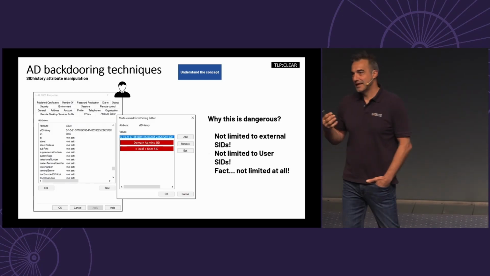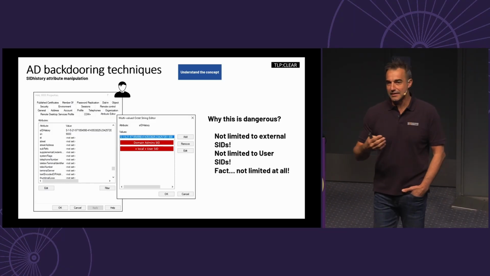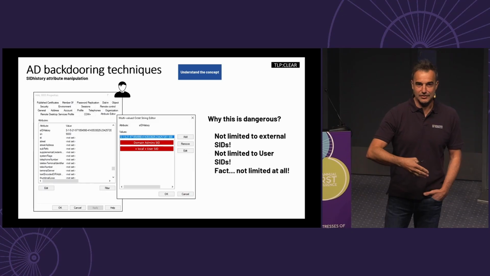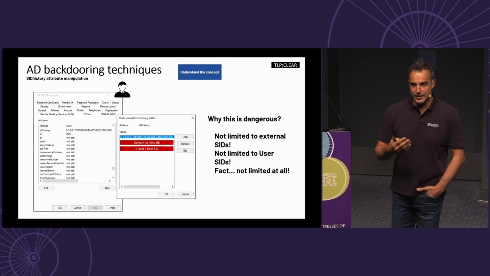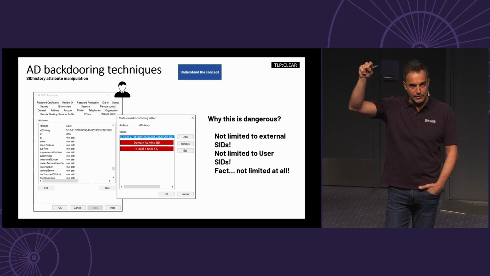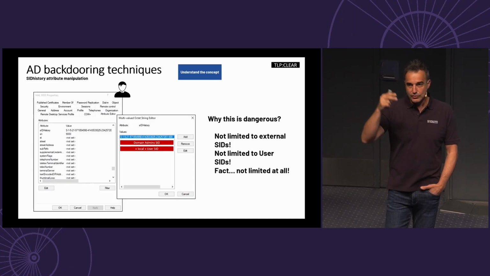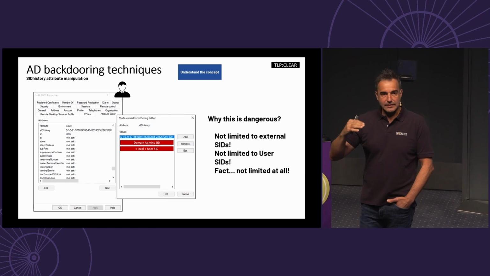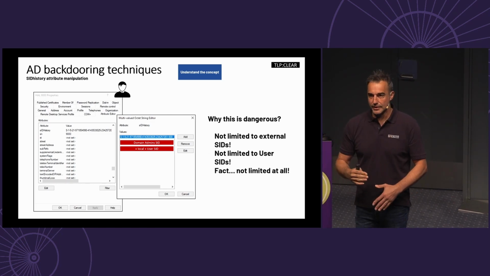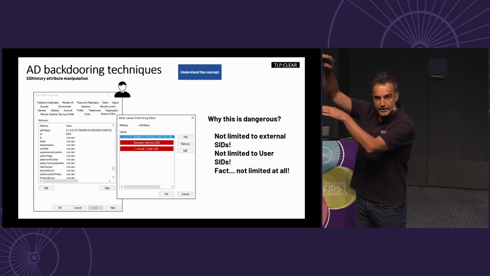The thing is, it's not limited to user SIDs, and it's not even limited to SIDs which are not in the directory. So what you can do is pick an SID in your directory and put this value in this user. So at the end, the user has a lot of different SIDs inside this SIDhistory, and when he authenticates, he will get inside his token all these SIDs.